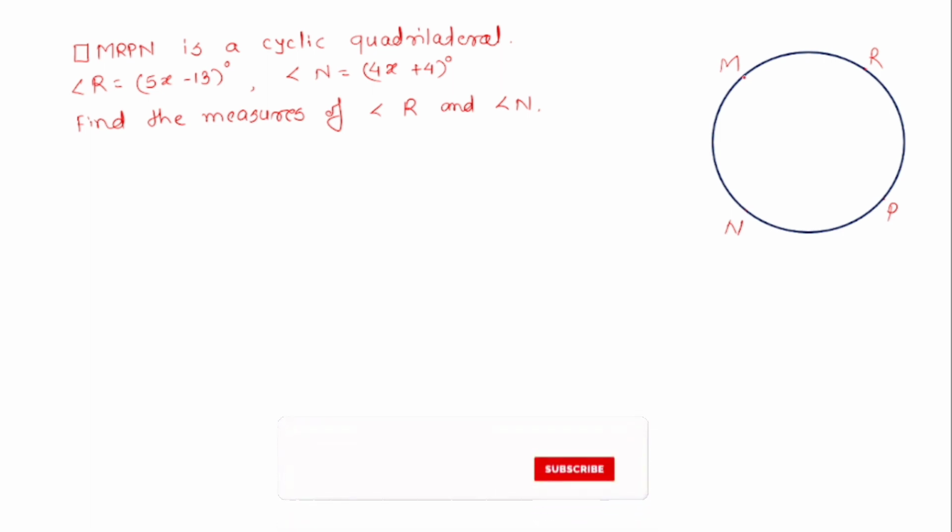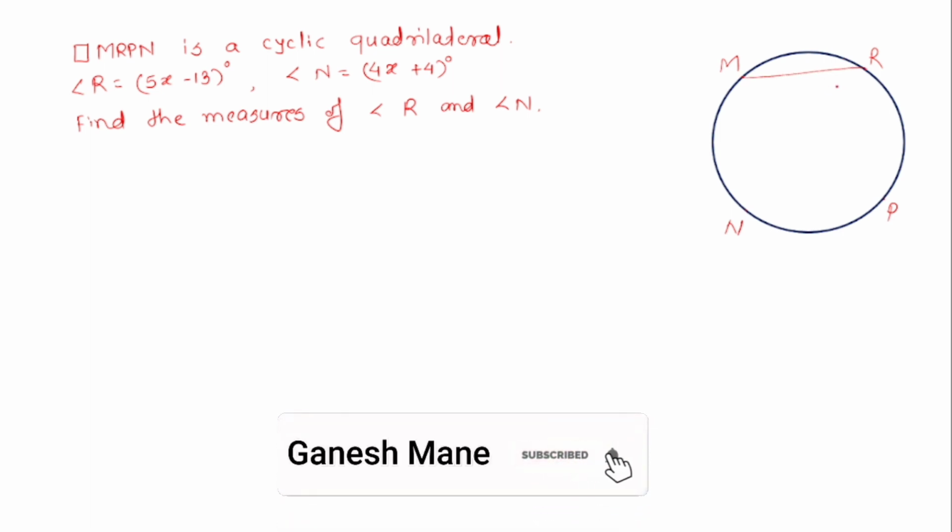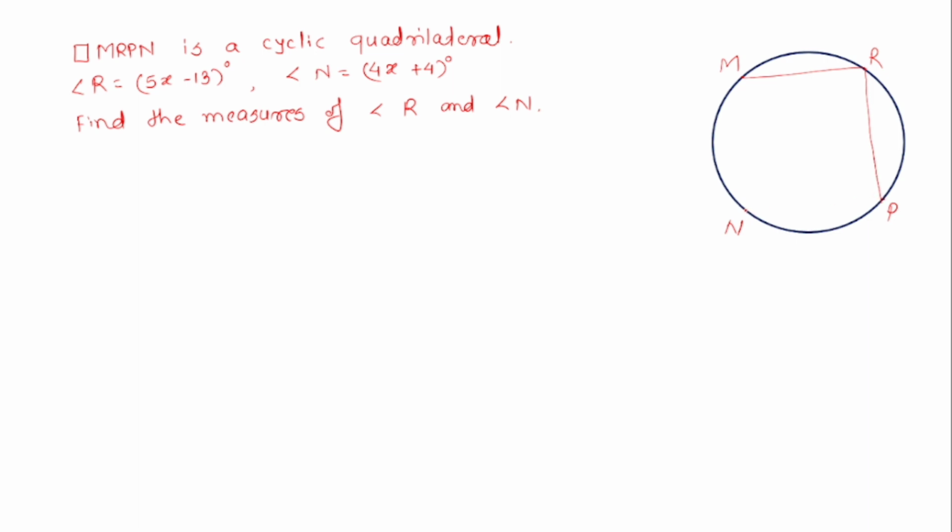So if we join M and R, then R and P, N and P, and finally M and N. So this is the cyclic quadrilateral.